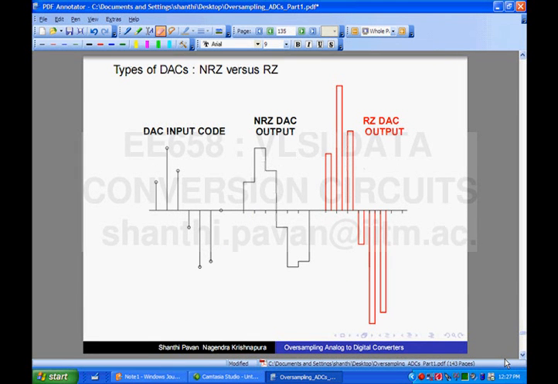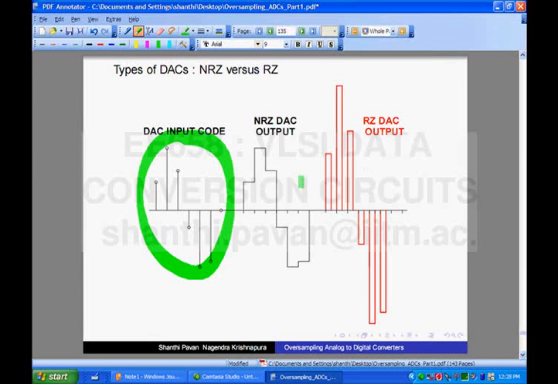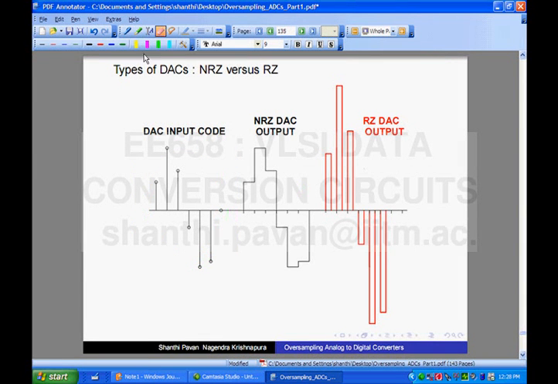And as you all know, there are several types of DACs. Every DAC is associated with a pulse shape. And this picture illustrates that. I think you are well aware of all this. On the left is shown the DAC input code, and for an NRZ DAC output, if the pulse shape is an NRZ pulse, you can see that basically the output pulse is of this form.